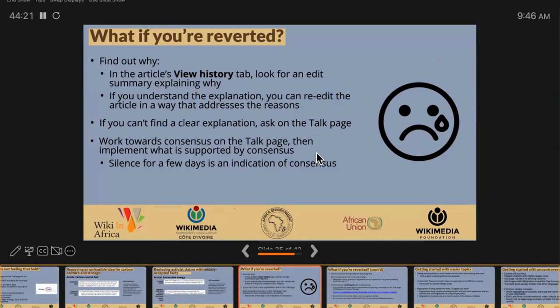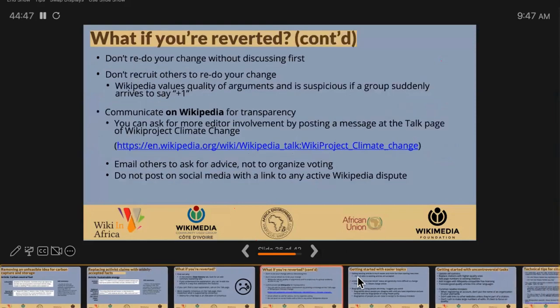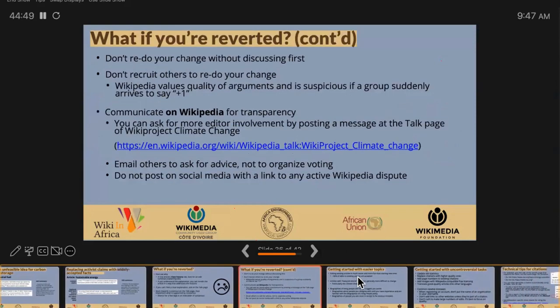Sometimes you don't understand the explanation, and you can ask on the talk page, and then work towards consensus on the talk page. If you're having issues at this point, that's when it's time to involve whoever your Wikipedia mentor is. Try to get consensus on the talk page, but if you're really feeling stuck there, you can certainly pull in some help from within the Wikipedia community.